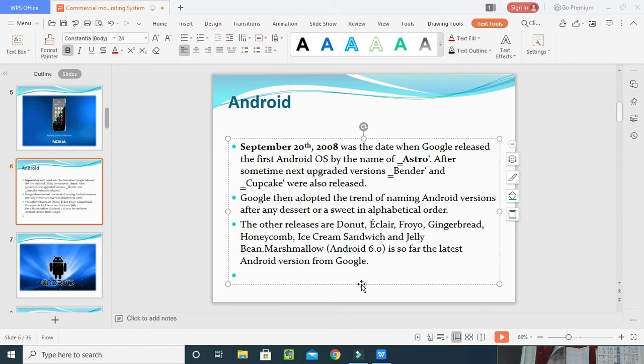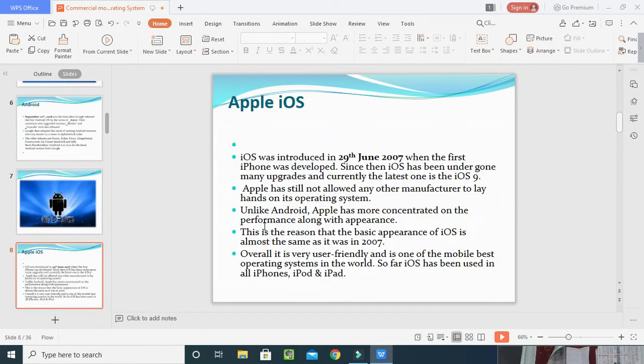So what happened? Google launched an operating system by the name Astro on 28 September 2008, and after that they changed it to Bender and Cupcake. After adopting the trend of naming Android versions after sweets in alphabetical order, other releases of Android mobiles followed, like Donut and Eclair. These are some other releases of operating systems from Google. So these are the examples, and Android appears like this.